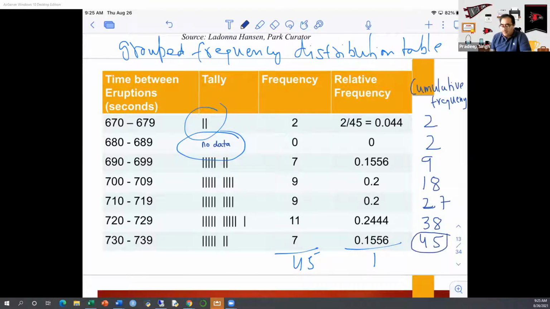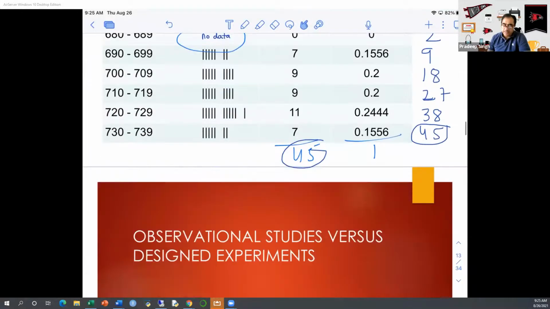So your last cumulative frequency will be the same as your total number of data points, right? Because you are adding that up to this point, how many values are there? The last data point, 739, is the highest value, so all the data values have to be less than that. That is why this number is going to be the same as 45. Right? So that's your cumulative frequency.